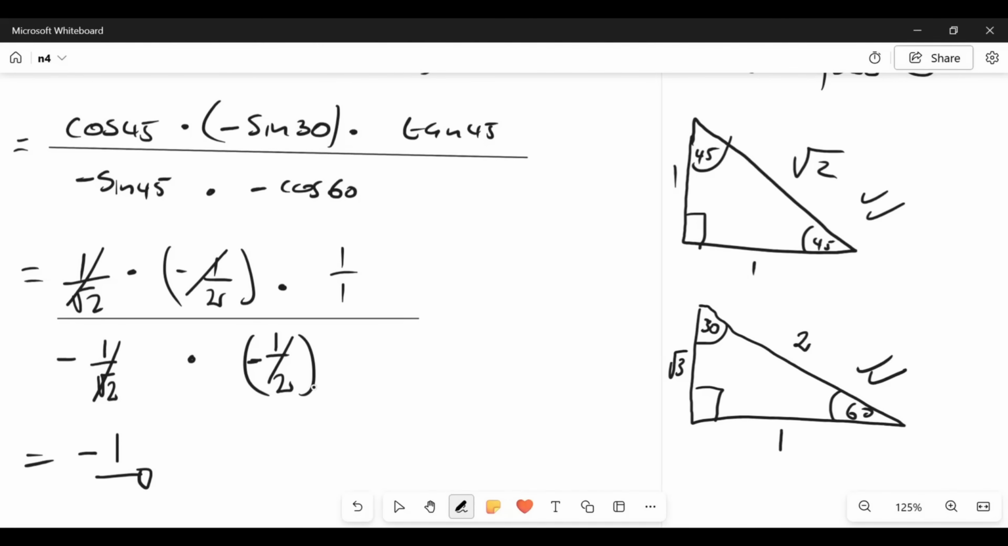I hope you guys managed to see this. It really wasn't that difficult. But in case you do not know the basics of trigonometry, then this is going to be challenging.